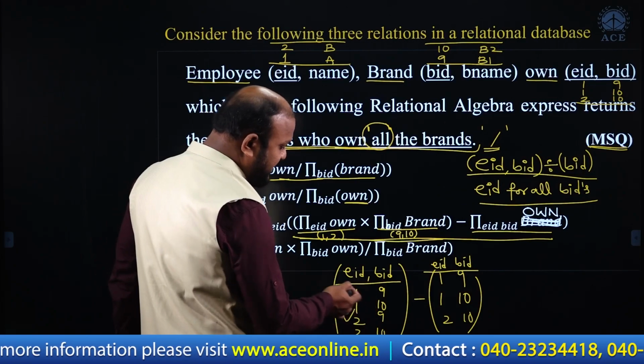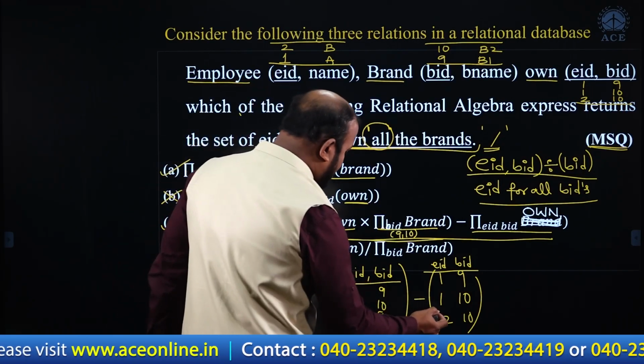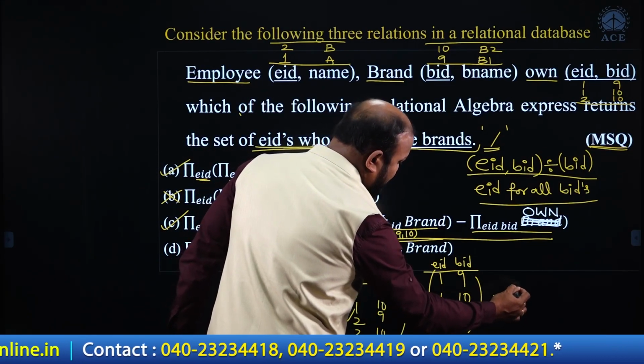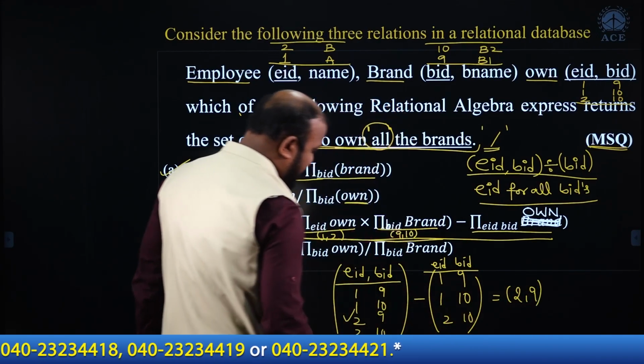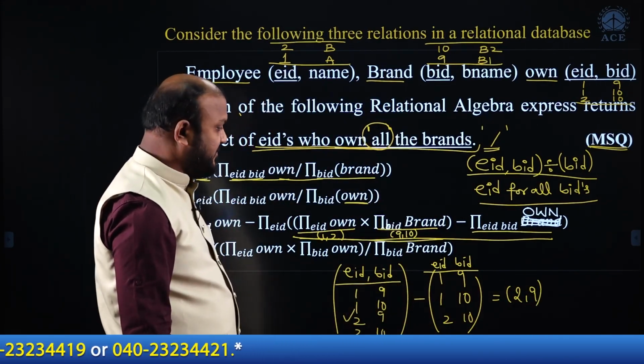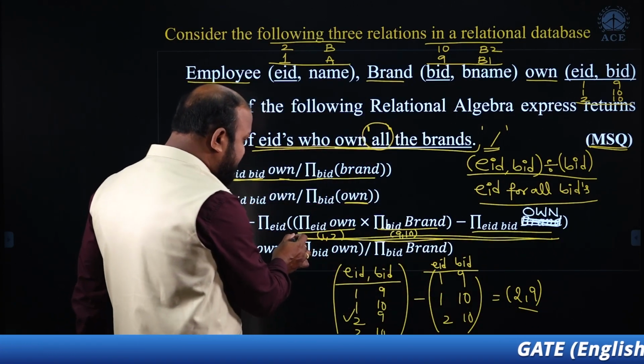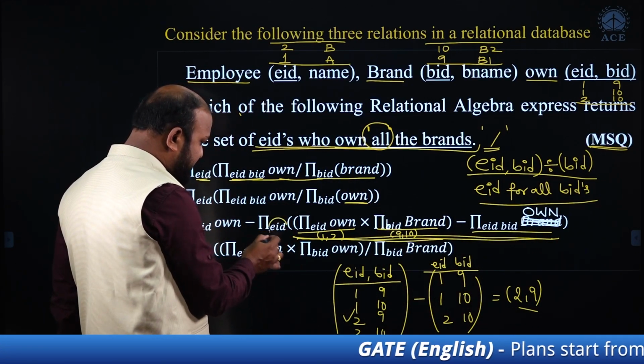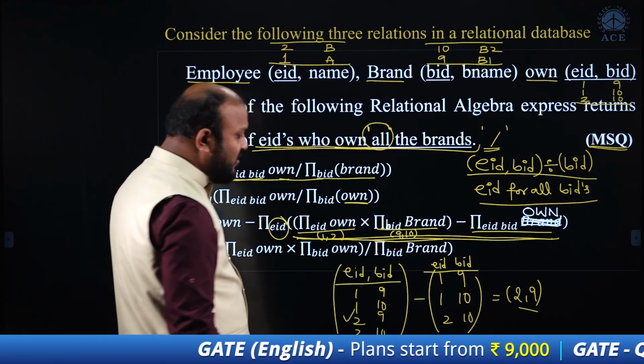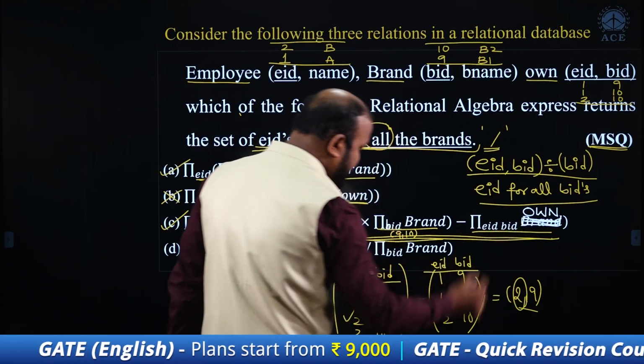So 2, 9 is there in the first but not in the second. So the output of this query should be 2, 9, and 2, 10 is there in both of them. This is the output of this entire expression. From this entire expression, what is it selecting? Pi EID. What EID is it going to select? 2. It is going to select 2.